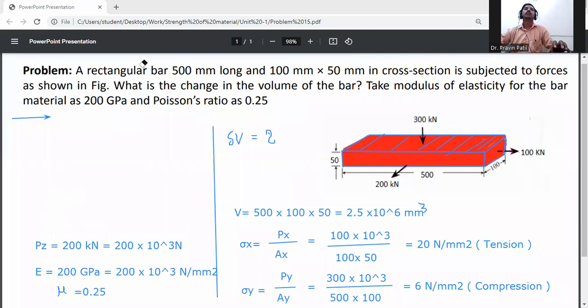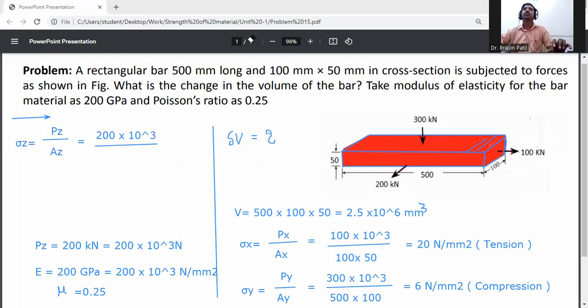Now calculate the stress in z direction. Sigma z is equal to Pz divided by Az. Pz is 200 into 10 raised to the power 3 Newton, divided by Az.